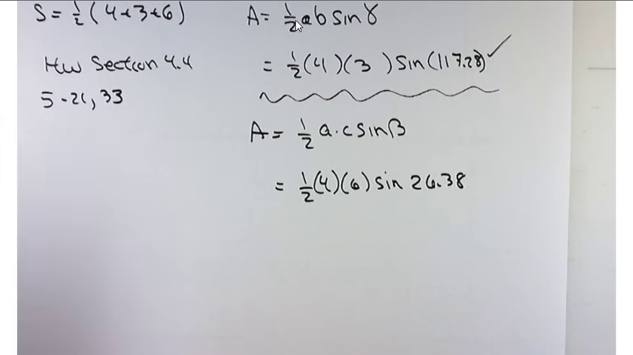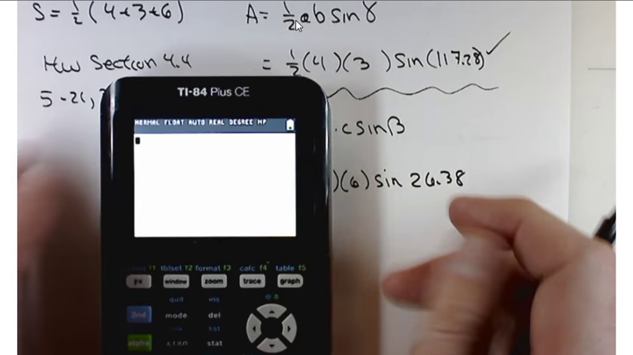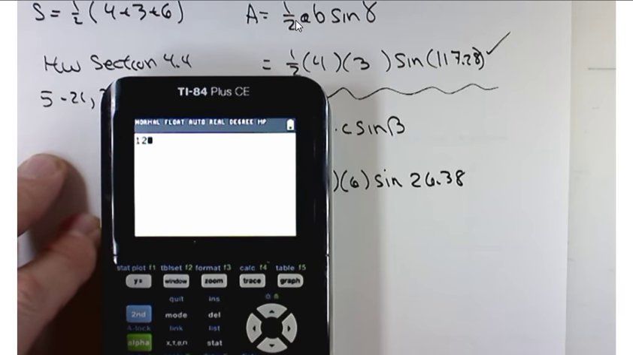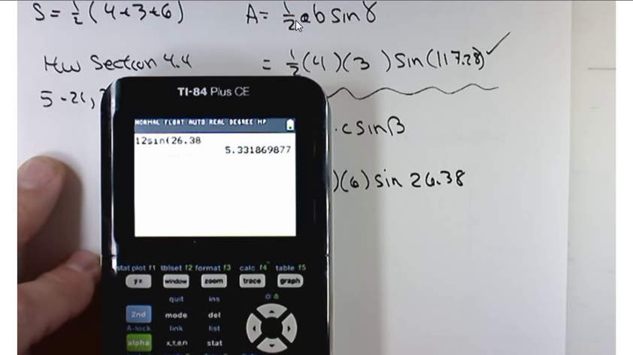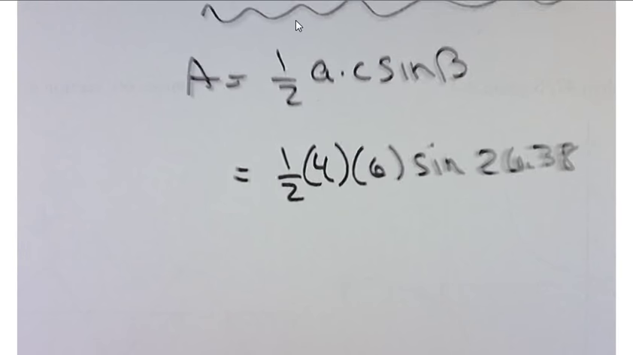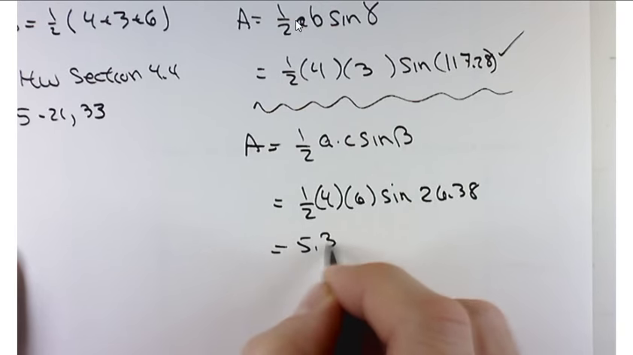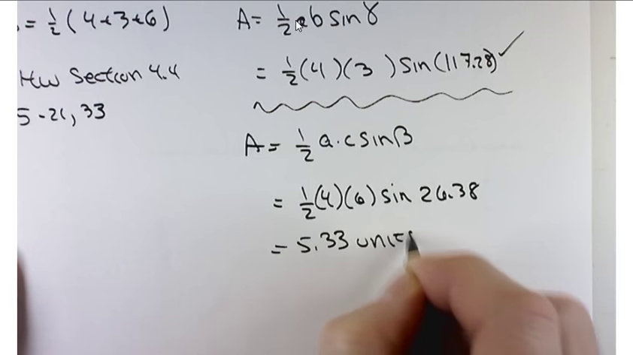Let's verify that it does. So that's going to be 12 times the sine of 26.38. 12 sine of 26.38. And again, 5.33. So it's kind of a cool formula. It's pretty easy to apply. 5.33 units squared.